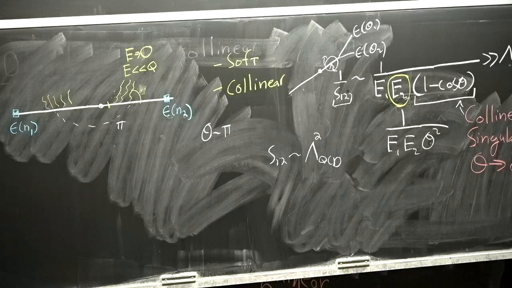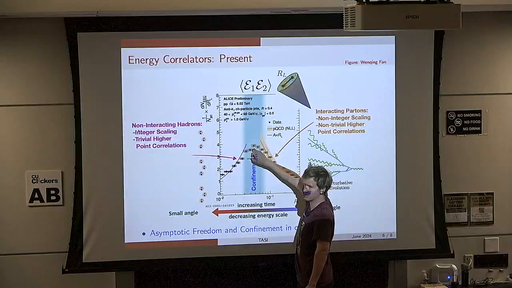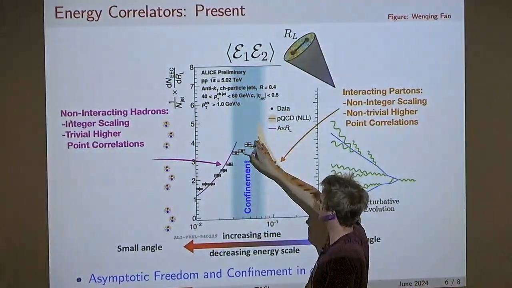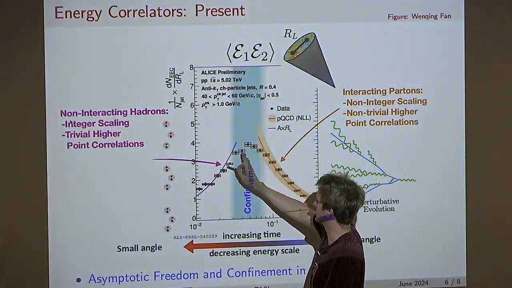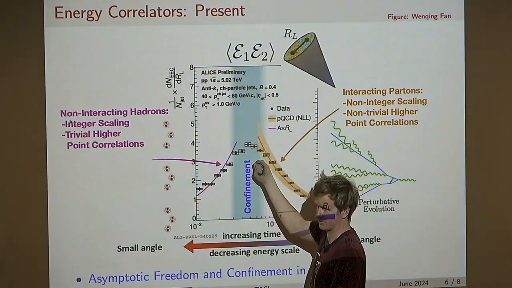And actually it's better if one goes back to this. So you'll see in this region is where S12 is approximately lambda QCD squared. And so here you have no way of calculating. So that's why there's nothing drawn in the plot. And so that's where you really need to understand the dynamics of the confinement process.